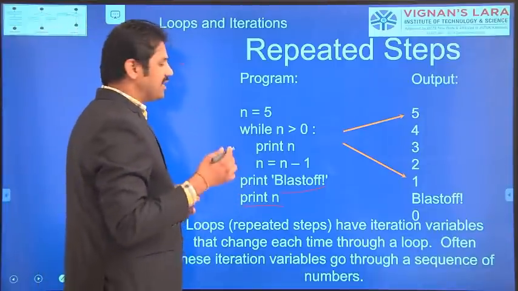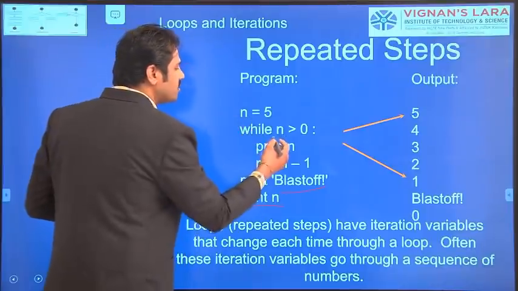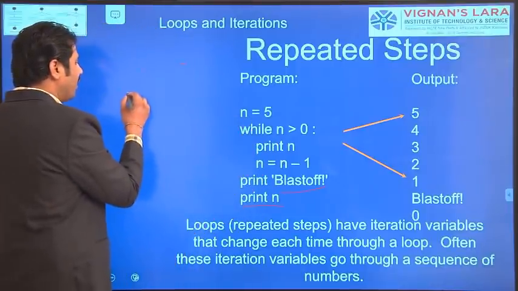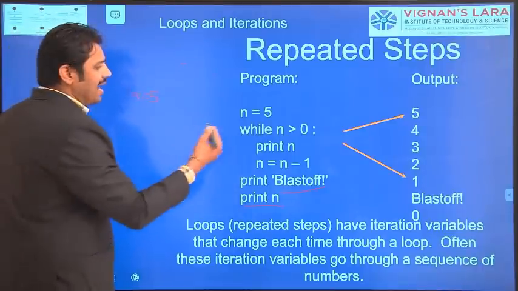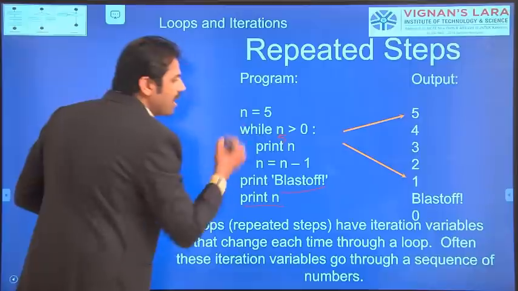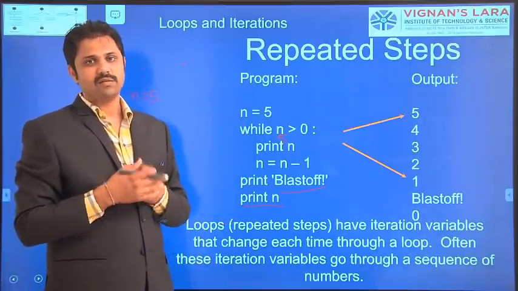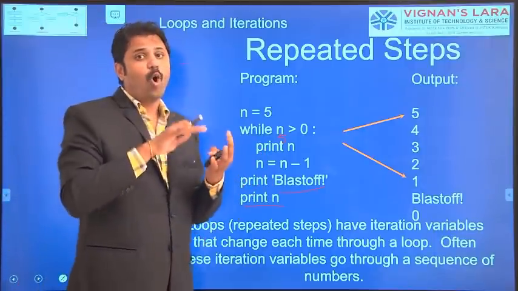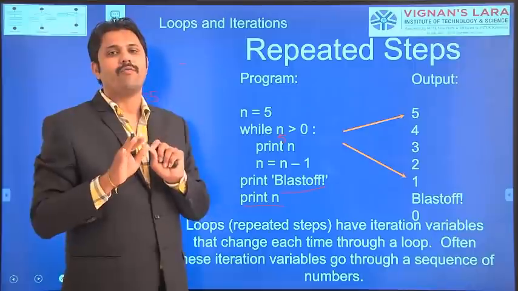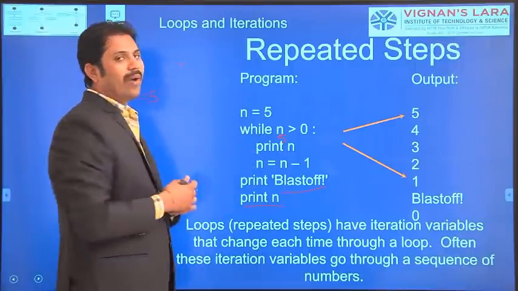Okay, first my n value is 5. I am going to write here n equals 5. At this time, is 5 greater than 0? Yes, 5 is greater than 0. It checks whether it is true or false. As 5 is greater than 0, it is true. Then it immediately goes into the while loop.